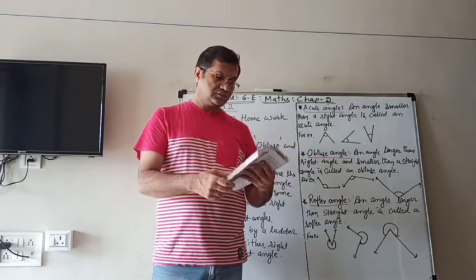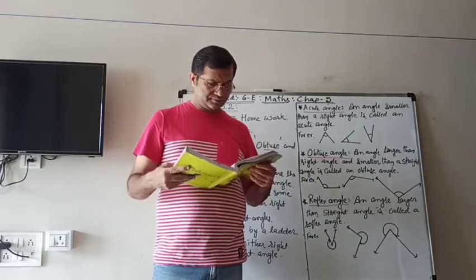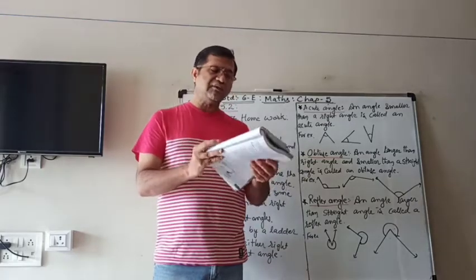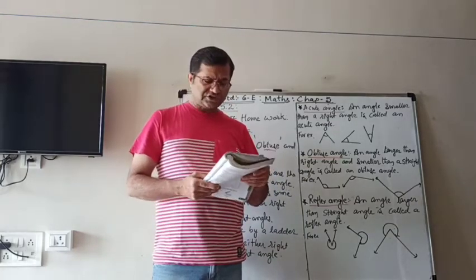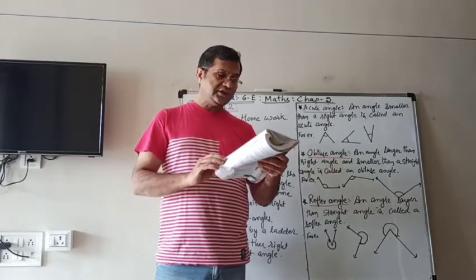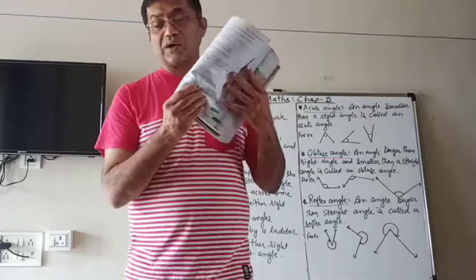I hope everybody has seen the carpenter. The carpenter has a device which looks like an L shape. It is known as carpenter's square, which is shown here. It looks like the letter L. Can you see it?